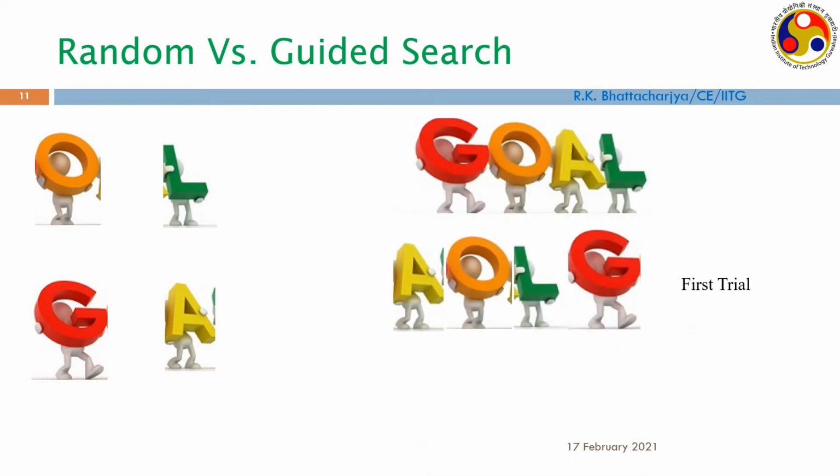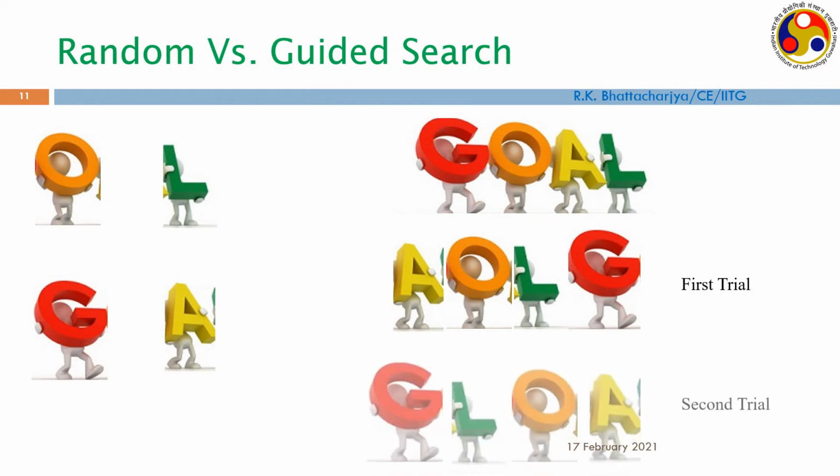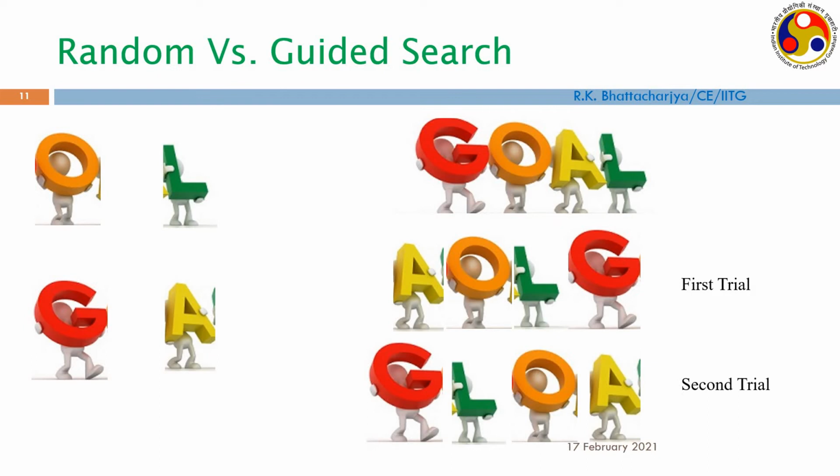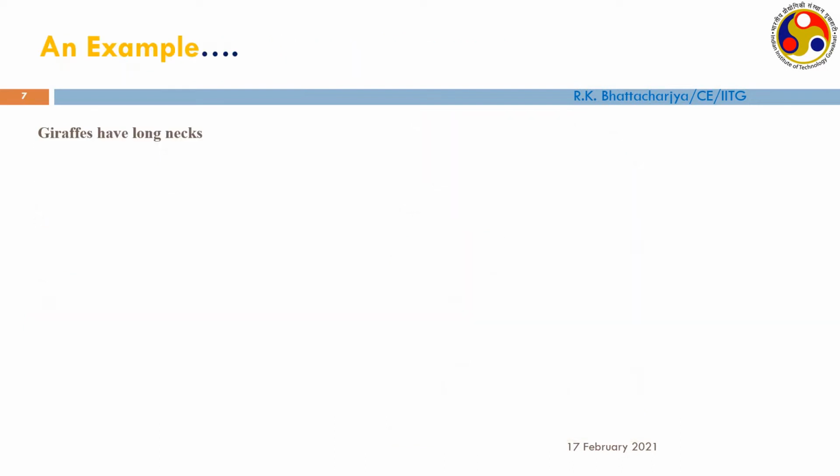Okay, so in the first trial I'm getting this, so I'm just telling you no. Then in the second try, I'm telling you that okay, Z is correct, the first one is correct. So then you will try to arrange the other letters. So this is the guided search.